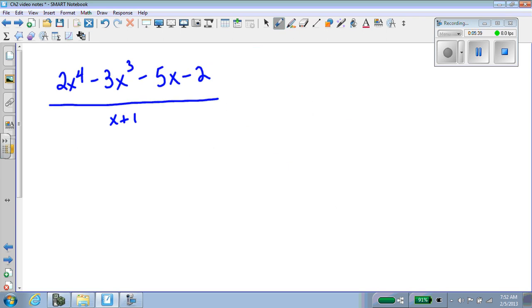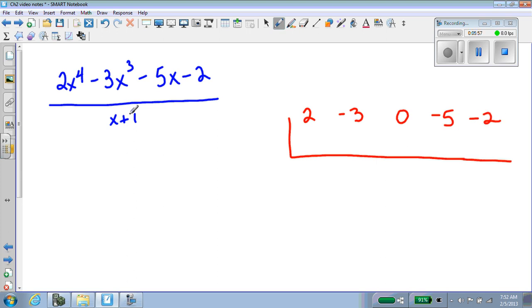Okay, so let's do this synthetically, and we can because that's x plus 1. So 2x to the 4th power minus 3x to the 3rd power. There is no x to the 2nd power, minus 5x minus 2. We want to divide by x plus 1. That's the factor, so the 0 is negative 1. Bring down the 2. 2 times negative 1 is negative 2.